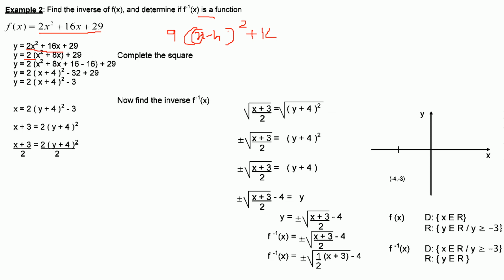Now we have to make this a perfect square. So x square plus 8x. What we'll do, we'll take 8, divide it by 2, that will be 4, and we'll square it, that is 16, and this 16 has to be added and subtracted.